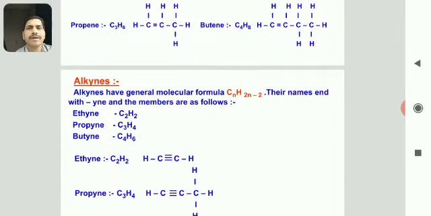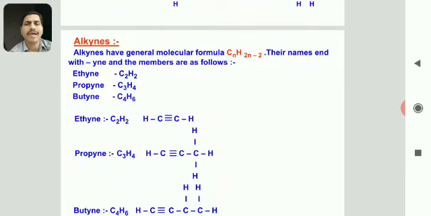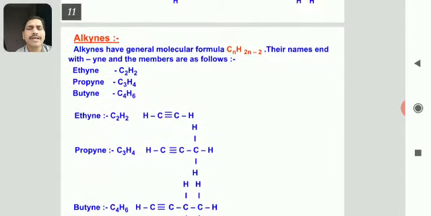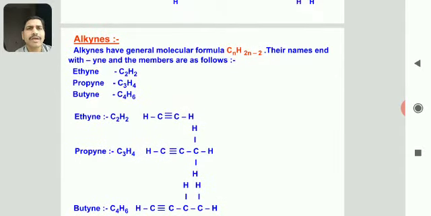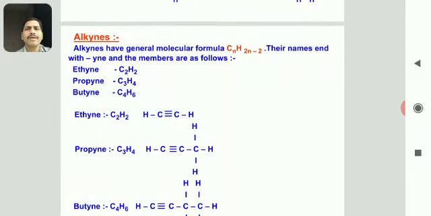Now let us see about alkynes. Alkynes have the general molecular formula CnH2n-2. That means in alkynes, the number of hydrogen atoms will be 2 less than double the carbon atoms. Their names end with Y and E, and the members are as follows: ethyne C2H2, propyne C3H4, butyne C4H6.